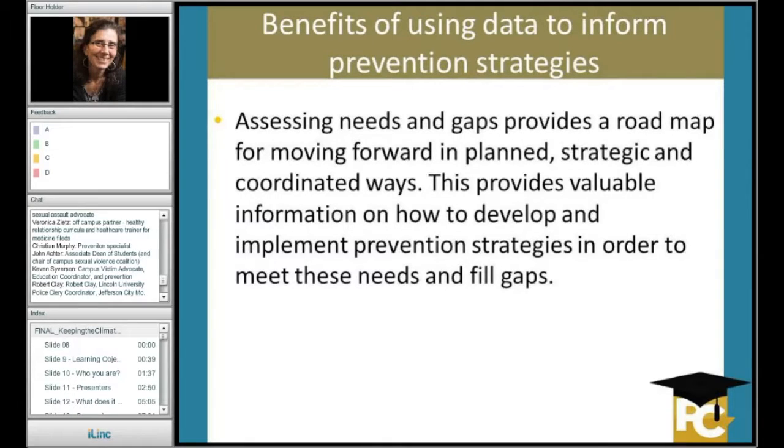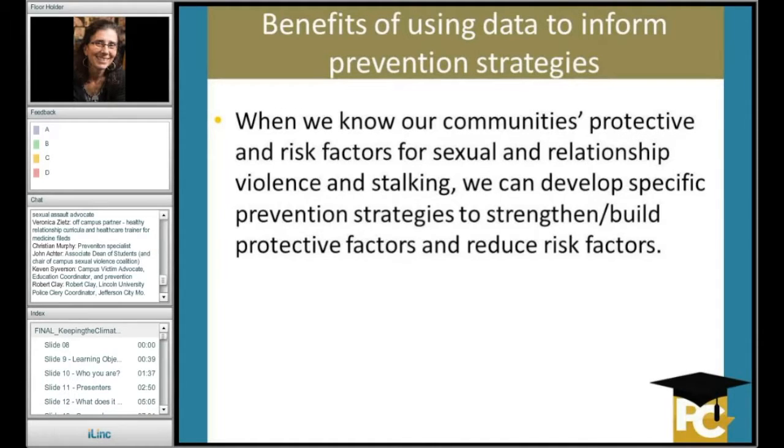Assessing needs and gaps really provides a roadmap for moving forward in very planned, strategic, and coordinated ways. And this really provides valuable information on how to develop and implement prevention strategies, so that we can meet the needs and fill gaps. And when we know our community's protective and risk factors for sexual and relationship violence and stalking, then we can develop very specific prevention strategies to strengthen and build the protective factors and reduce risk factors. And a lot of times we assume we know what the protective and risk factors are, and data provides us with the hard data to inform what those risk and protective factors are.